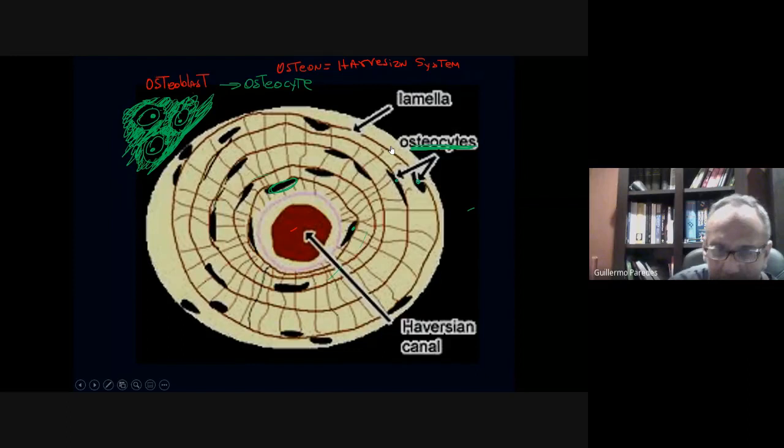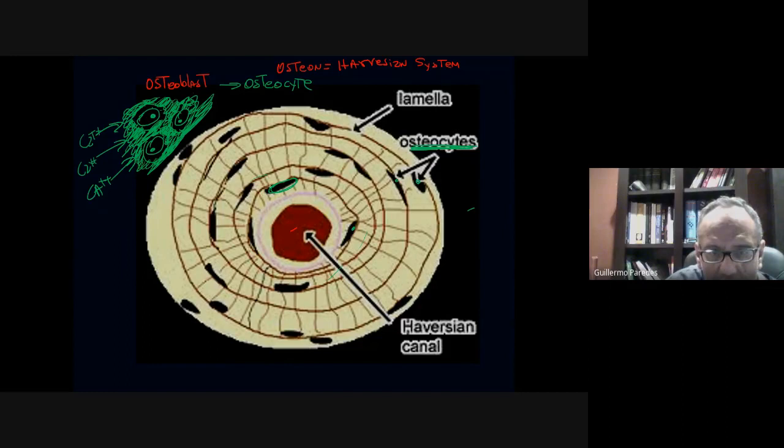Okay. So these osteoblasts are going to produce a matrix, but in addition, they're going to add calcium. Calcium comes and is deposited in the matrix, and that is going to make a harder structure. You okay with that? Okay, perfect.